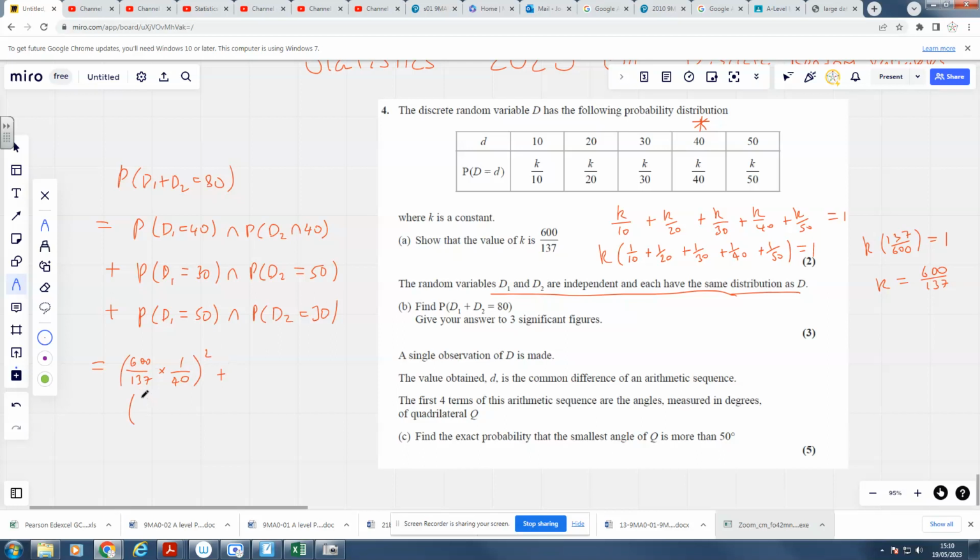Plus, then I'm going to have 30. Well, that's 600 over 137. It's just such a horrible number to use. Times by 1 over 30. And then I want 600 over 137 times by 1 over 50. And the next one's going to be identical to this, but the other way around. So you could just say times 2 on the top one. But I'm writing this all down to show you so it's nice and easy and you don't get confused. Why does that say 150 up there? Classic blunder. Over 30.